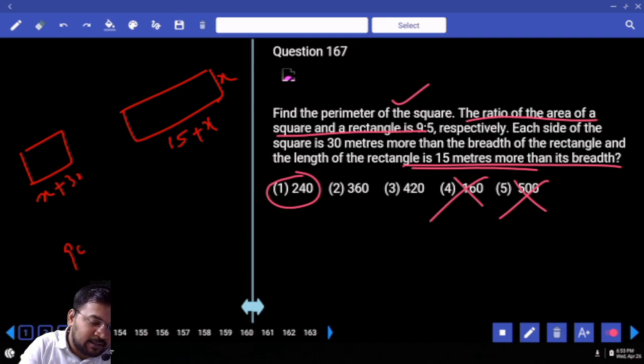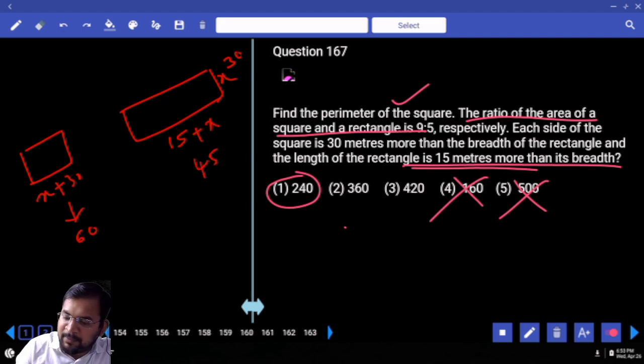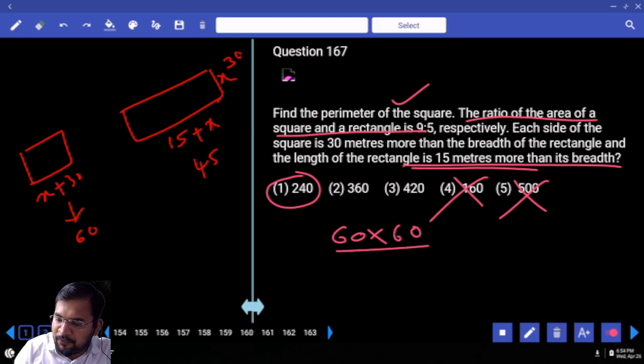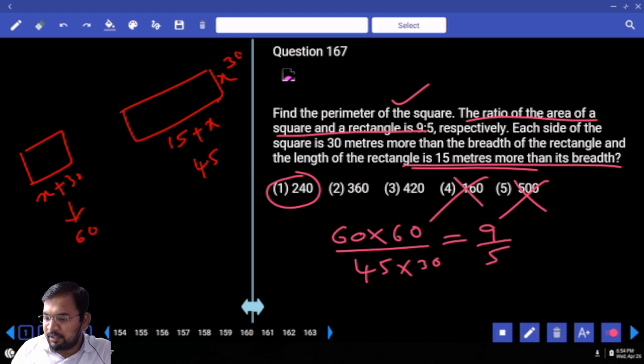Side of the square is 60, which means x plus 30 is 60, so x is 30. Then 15 plus x is 45. Now 60 into 60 by 45 into 30 should equal 9 by 5. See here, 15 3s are 45, 15 4s are 60, 30 into 2 is 60. Is it 8 by 3? Is it possible? No.